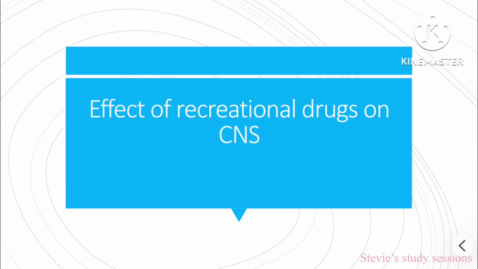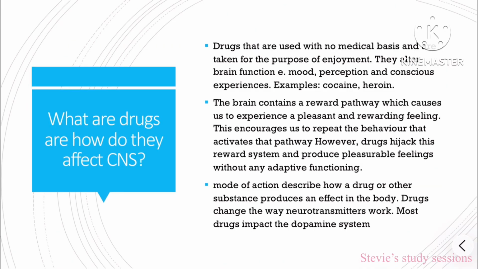So you need to know how recreational drugs affect the central nervous system. This typically comes up as a shorter answer question, however I have seen it as an 8 marker. Recreational drugs are drugs taken with no medical basis and are taken for enjoyment. They also change function, for example mood, perception and consciousness. Examples of recreational drugs are cocaine or heroin.